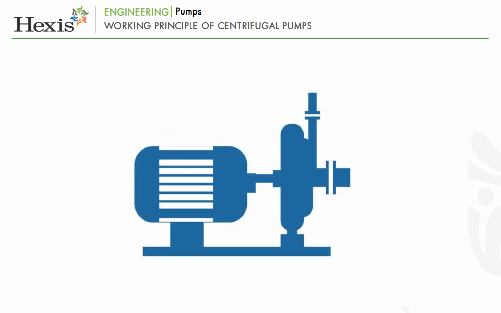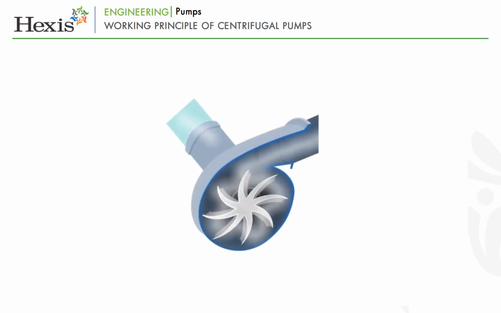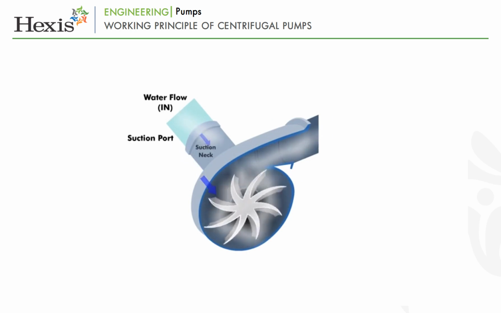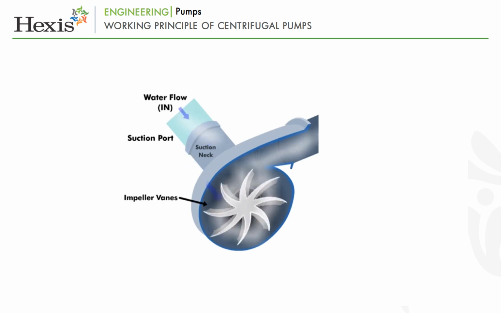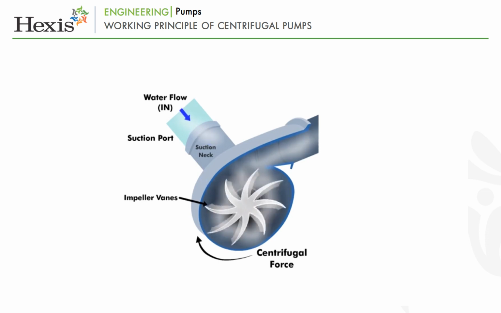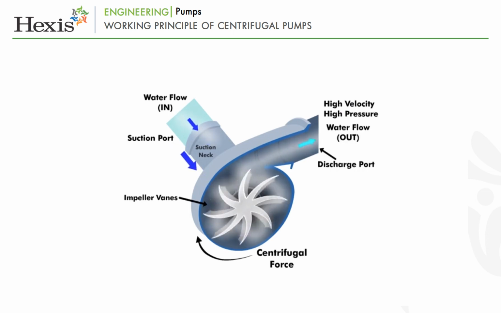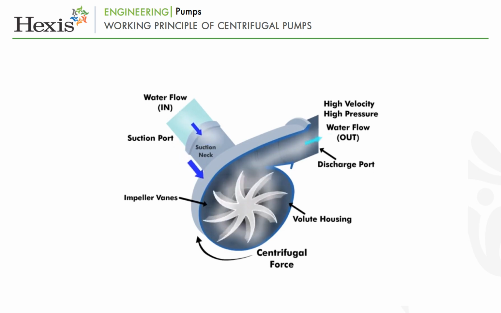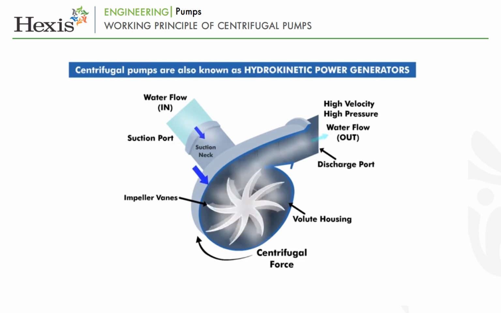The electric motor of the pump drives the shaft on which the impeller is seated. When the motor is started, the water that enters the impeller axially through the suction port and suction neck is deflected by the impeller vanes in a radial movement, thereby imparting a centrifugal force to the fluid, which causes both the speed and the pressure to increase when water flows through the vane area. Once the fluid exits the impeller, it is collected in the volute housing. Since the impeller imparts kinetic energy to the fluid, centrifugal pumps are also known as hydrokinetic power generators.